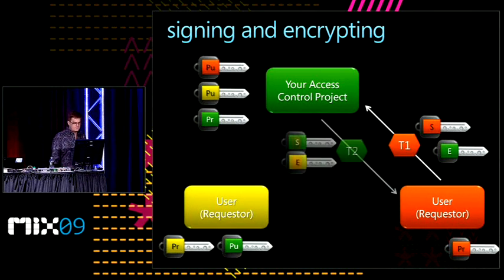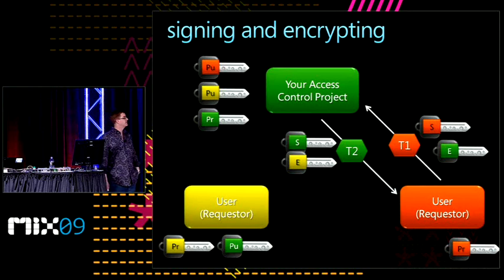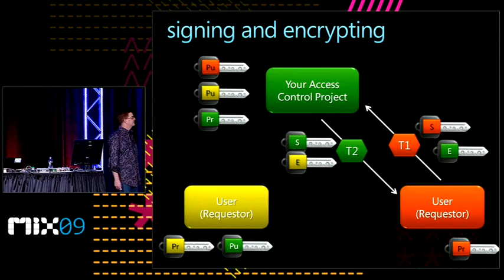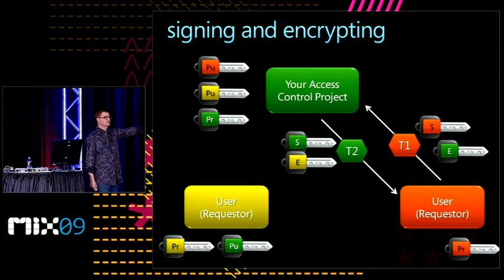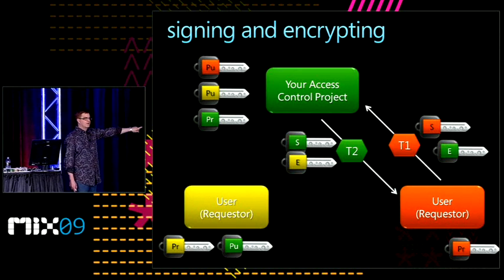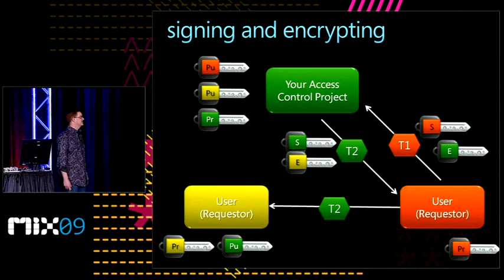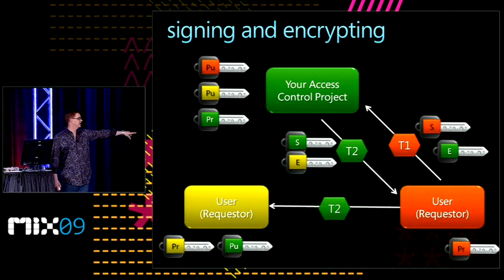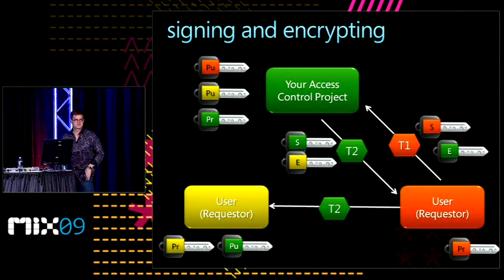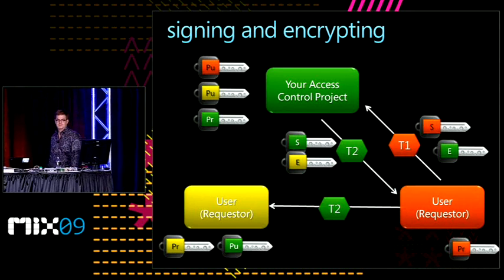All right? The token that comes back, because remember, this token is going to be sent to the requester, is going to be signed by the access control service. So it's going to be signed with the private key that the access control service is using, and it's encrypted with the public key of the user. So when the token is then sent to the requester, it can use its private key to decrypt the token, and it can use the public key of the access control service to verify authenticity.